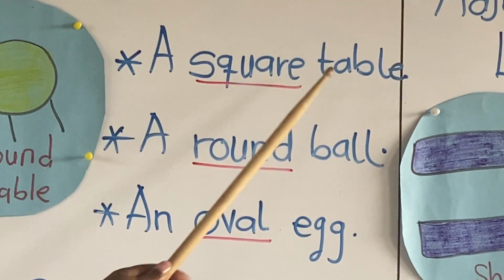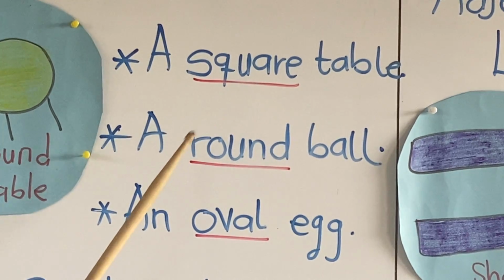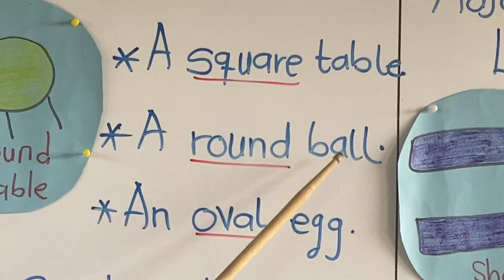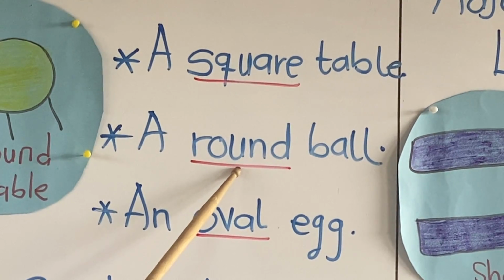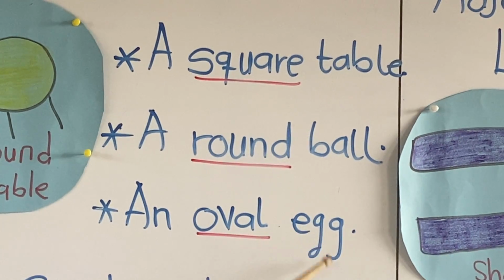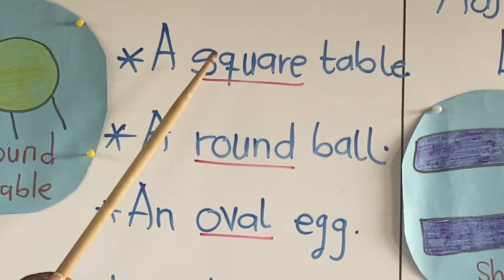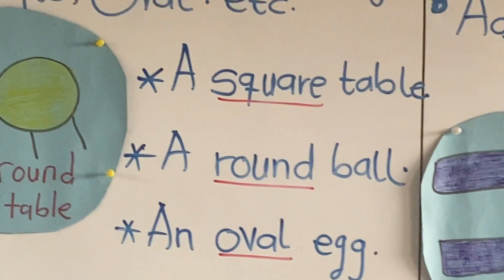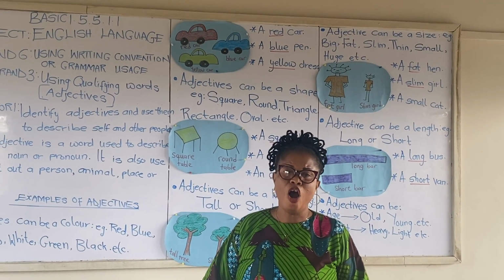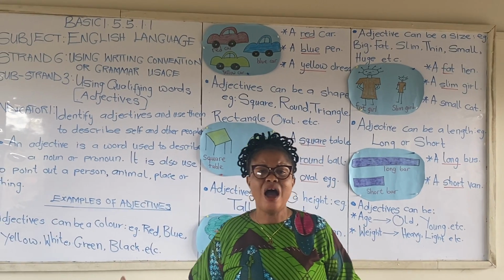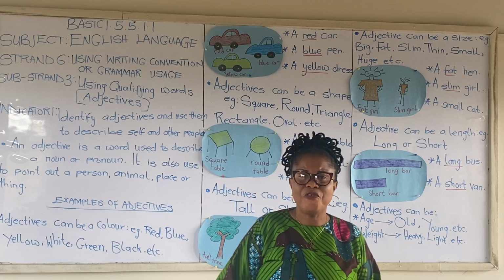A square table. So square here is an adjective. A round ball. Round here is what? An adjective. And over here is what? An adjective, because square, round, and over are describing the nouns here, or they are pointing out to the nouns here. Let's look at another example of an adjective.